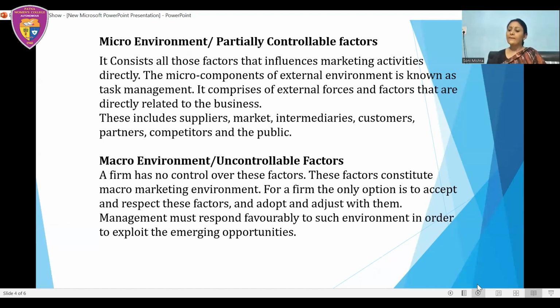Similarly, with intermediaries, some companies are directly selling their product into the market without the help of any channel of distribution. Some companies are developing well-managed channels of distribution. So the better these intermediaries are developed, the better will be the relationship with the customers of the market. So these also have an effect on customer and business relationships.